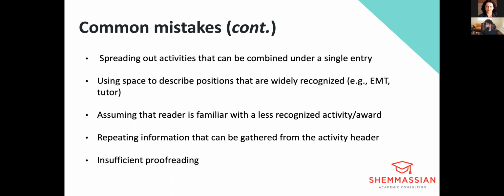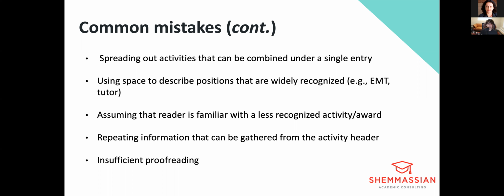Using space to describe positions that are widely recognized, for example, EMT or tutor. Now, what do we mean by this? Essentially, don't talk about what an EMT does. Talk about what you did as an EMT. I was exposed to X, Y, and Z. Not EMTs do all this kind of stuff. Tutor, a primary responsibility of a tutor is to teach math, science, or any other subject. You don't want to go so basic where it's like, well, we know this already, so get to the heart of it, get to the meat.